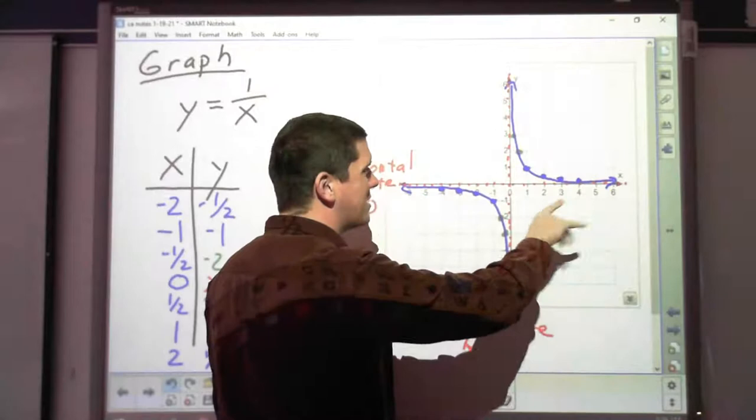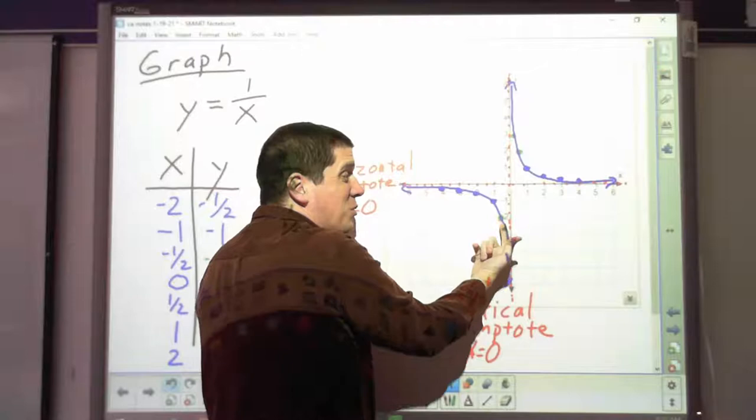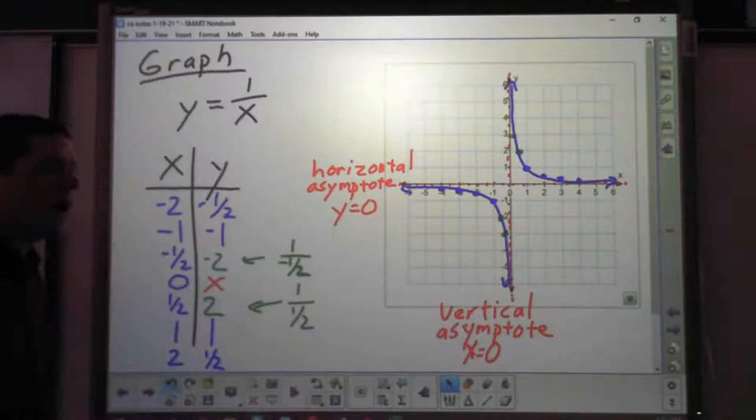I mean, I'm not going to be able to be accurate. I'm going to be accurate on a couple points, sure. But, I mean, is this negative 1/2, 2? Is this 2, 1/2? Did I perfectly get in the half? It's never going to be super accurate here.